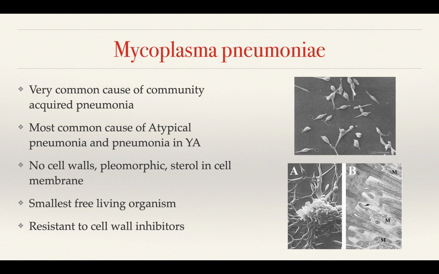Mycoplasma pneumoniae is a common cause of community-acquired pneumonia. It's the most common cause of atypical pneumonia and pneumonia in young adults, so both. There are no cell walls, it's pleomorphic, and there are sterols in the cell membrane. Since they have sterols in the cell membrane, most cell wall inhibitors like beta-lactams are useless, so these are resistant.